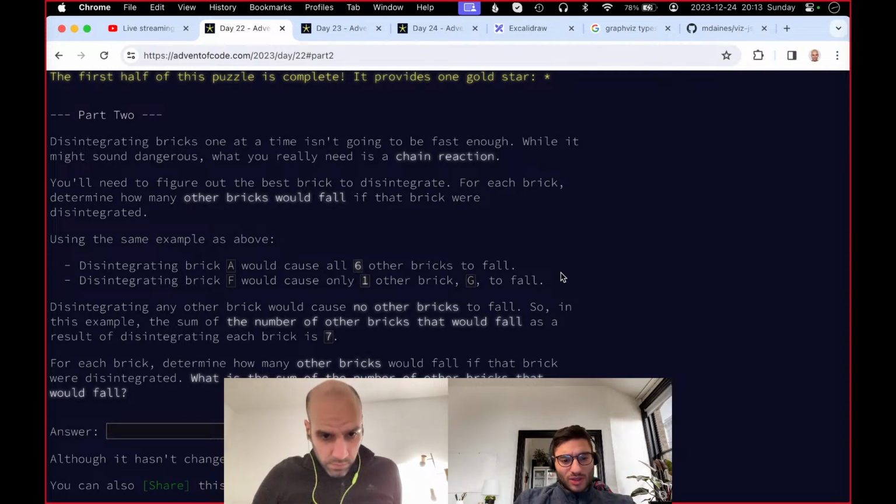For each brick, determine how many other bricks would fall if the brick were disintegrated. What is the sum of the number of the other bricks that would fall? Gotcha. Okay. That seems relatively doable.